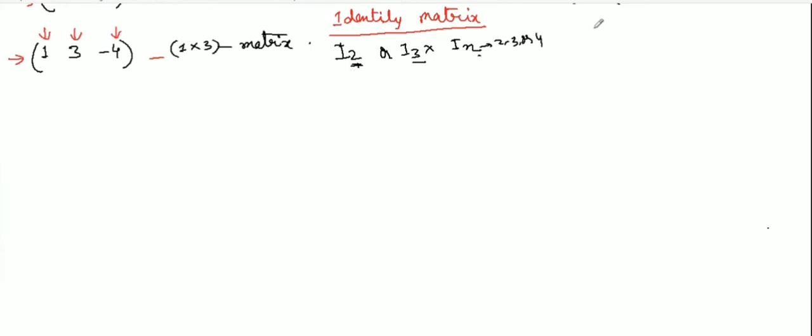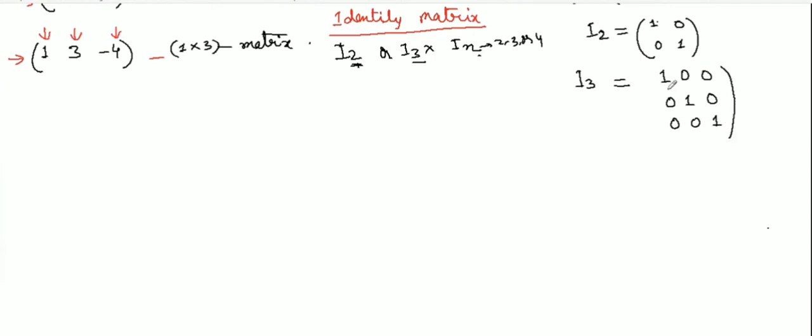Let's understand what the I2 matrix is. I2, where I means identity matrix, of 2 by 2. As I said, there is 1 on the main diagonal and zeros everywhere else. So 1, 0 and 0, 1. This is the main diagonal, 1, 1, and 0 everywhere else. So this is the I2 matrix. Now let's draw the I3 matrix. I3 is 1, 0, 0, 0, 1, 0 and 0, 0, 1. As you can see, 1 on the main diagonal and zeros everywhere else. So this is called I3, the identity matrix of 3 by 3.